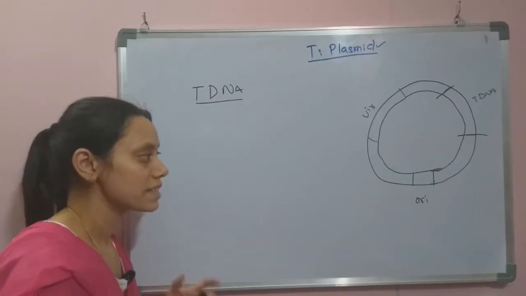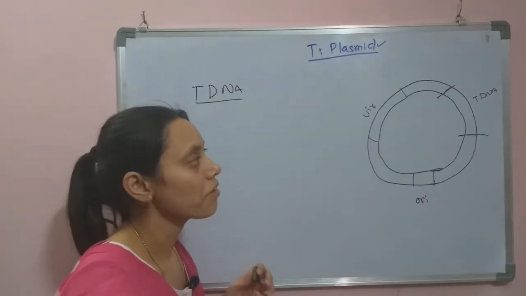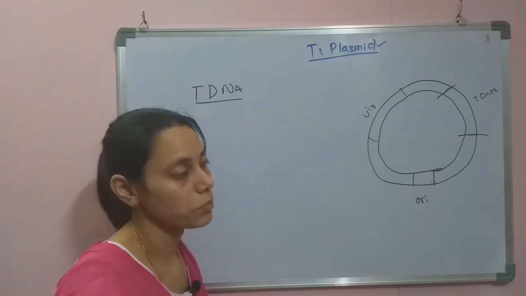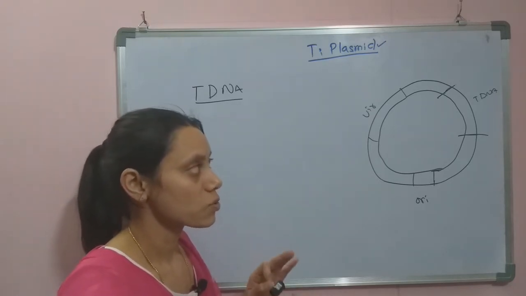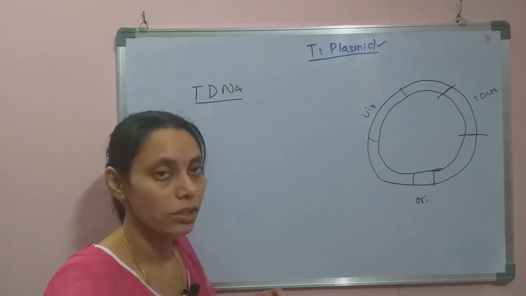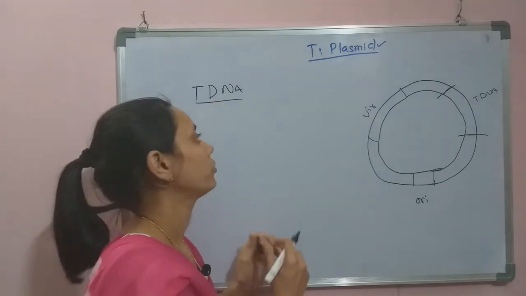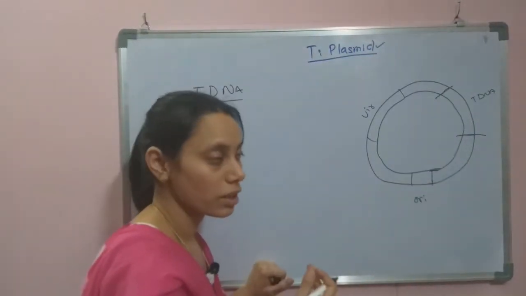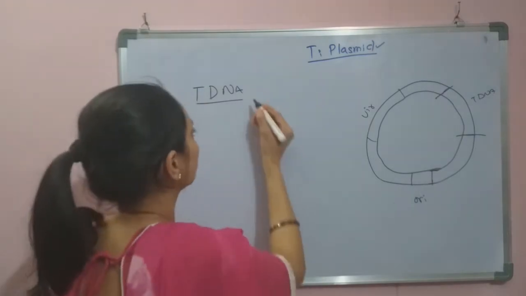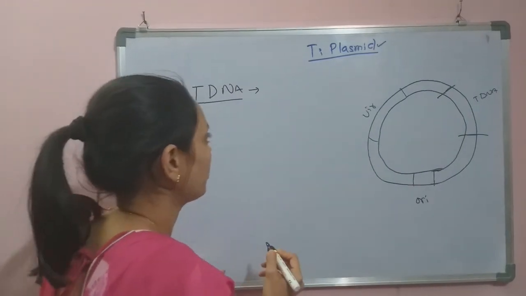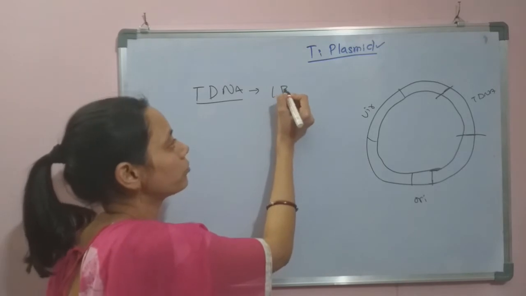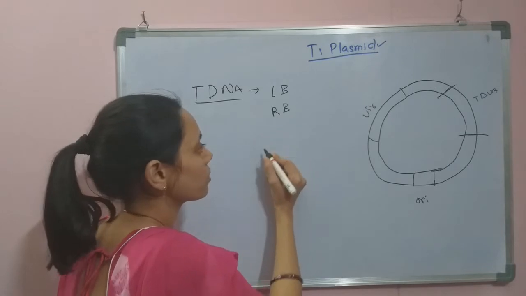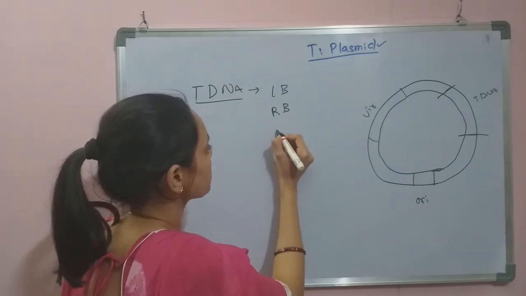So this tDNA, as we already discussed, has the ability to cause disease and tumor induction inside the plant cell, and this is the region responsible for insertion into the plant genome. That means this tDNA will be cleaved and go and insert into the plant genome. The tDNA has one left border and one right border, followed by the main genes present in the tDNA region.